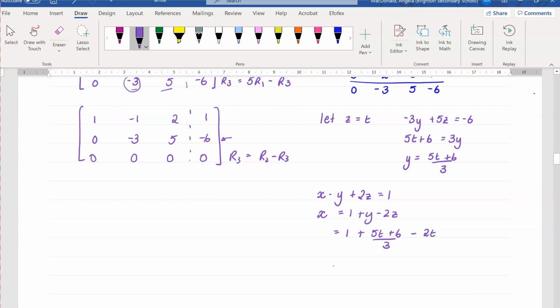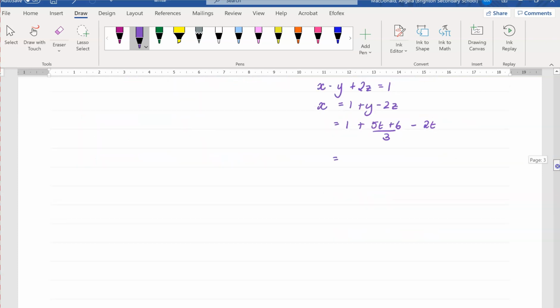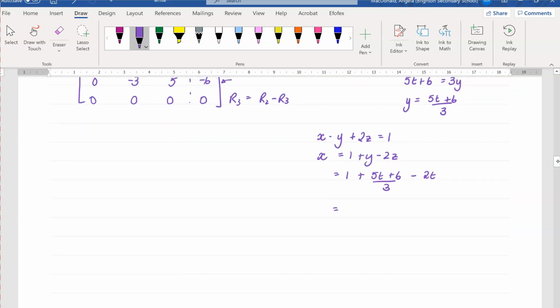Okay, and to just make this simple, it's your basic fractions. Let's just put it all over 3. So 1 times 3 will be 3, plus 5t plus 6, and we're going to times this by 3 as well. So that becomes minus 6t, and that means it's all over 3. And now I can just gather my like terms. So 3 plus 9, we'll put the t's first. Actually, that'll be minus t plus 9 all over 3.